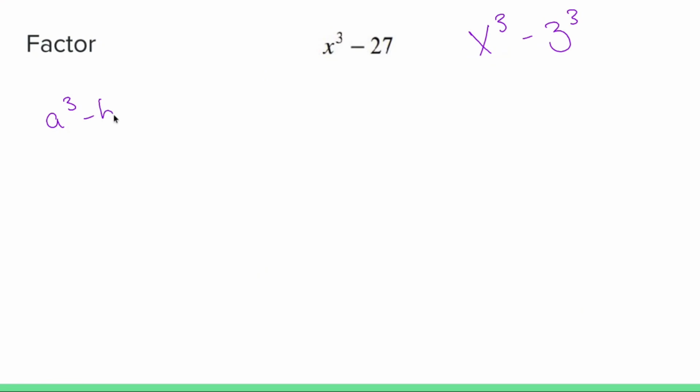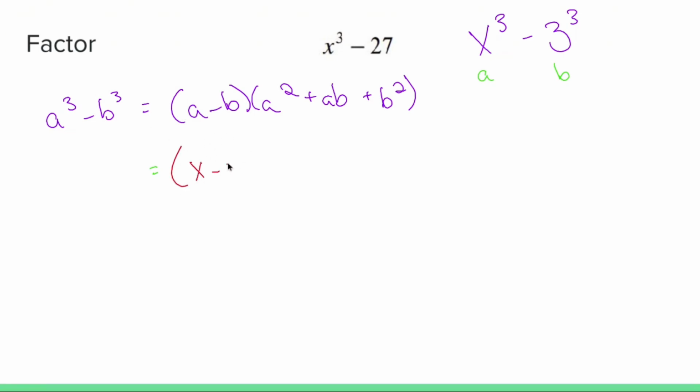a cubed minus b cubed can be factored out to a minus b times the quantity a squared plus ab plus b squared. So x would be my a, and 3 would be my b. Okay, so this becomes, and let me not use green because green doesn't show up that well, a is x minus b is 3 times a squared, which is x squared, plus a, which is x, times b, which is 3, plus b squared, which is 3 squared.